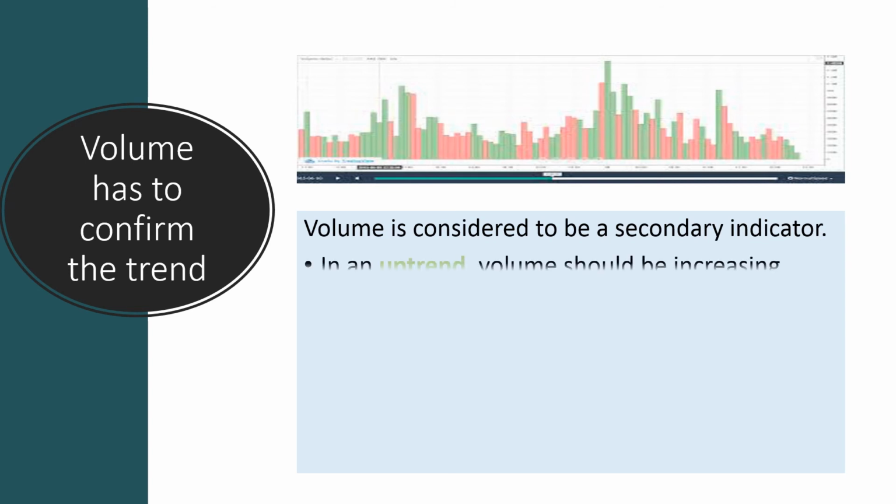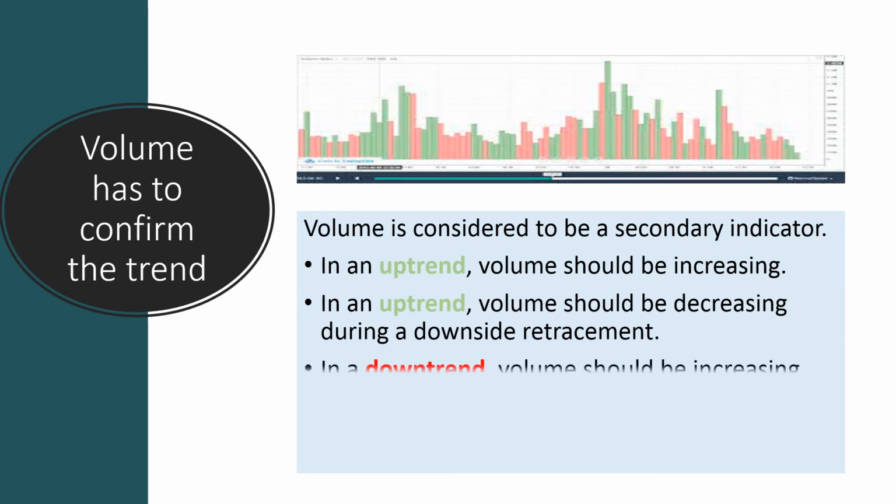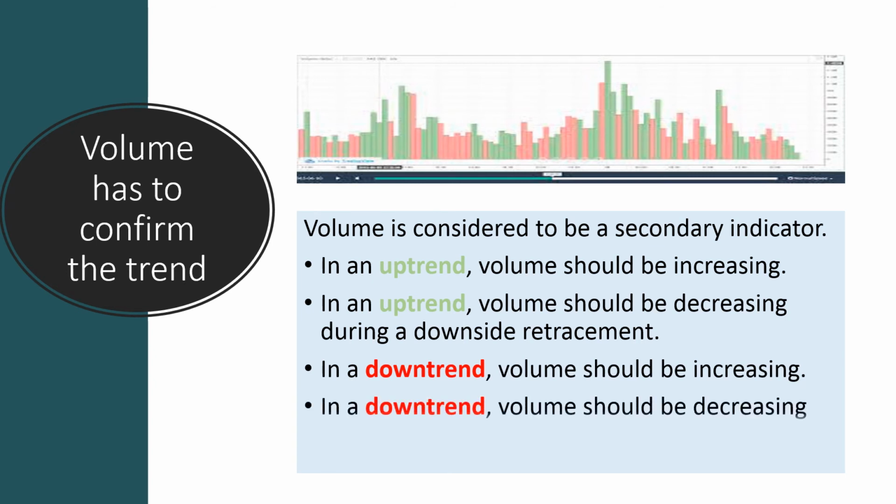In an uptrend, volume should be increasing. In an uptrend, volume should be decreasing during a downside retracement. In a downtrend, volume should be increasing. In a downtrend, volume should be decreasing during an upside retracement. If any of the four conditions listed is not met, the existing trend may be potentially weaker than expected and may lead to a reversal in the existing trend.